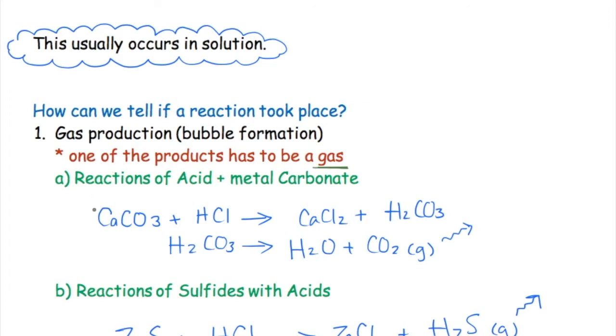Two types of reactions generally produce gas, and these are the reactions of acids with metal carbonates and the reactions of sulfides with acids. Let's take a look at the first case. We have calcium carbonate plus hydrochloric acid, and that yields calcium chloride plus carbonic acid.